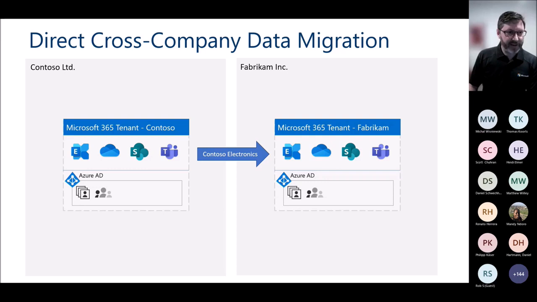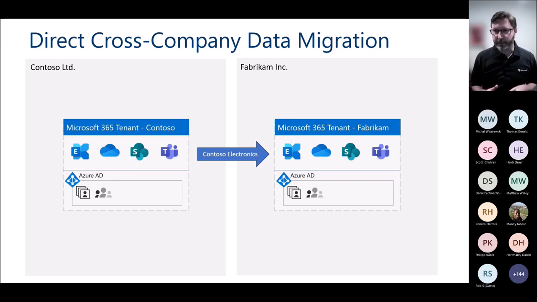The first one that I'll cover is direct cross-company data migration. Anecdotally, we see our customers needing to do this sometimes. In this example, we have Contoso Limited selling its electronics division to Fabricam. So what needs to happen is that just the assets related to the Contoso Electronics division need to be transferred directly to Fabricam.